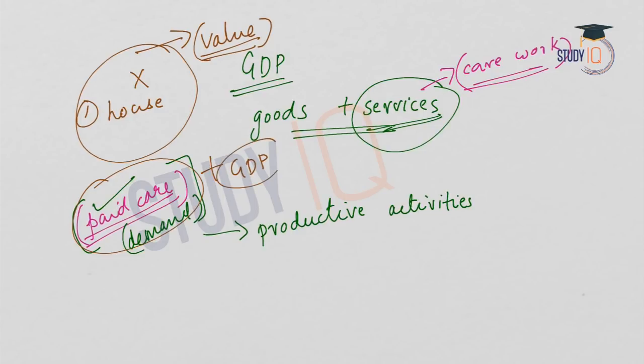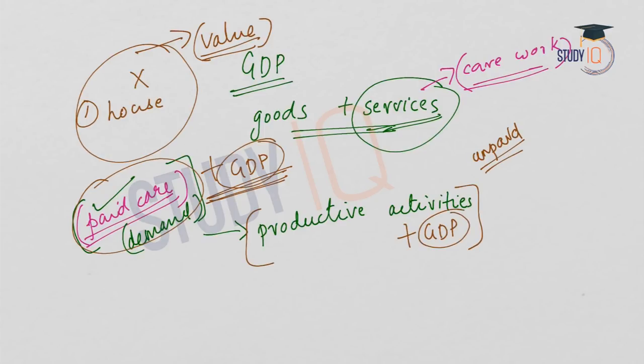This is a service and they are getting some income. So that monetary value will be added to GDP. And those who were earlier doing unpaid care work are now involved in more productive activities. That also will be added to GDP because now they are doing some productive activities and earning some wages or income. So this will also be added to GDP. So we will see there will be an increase in the GDP of the country.